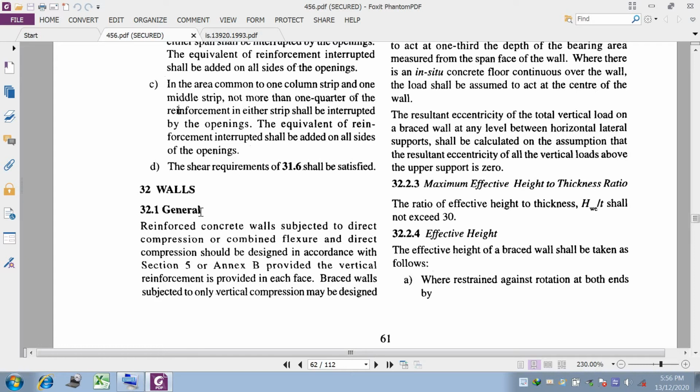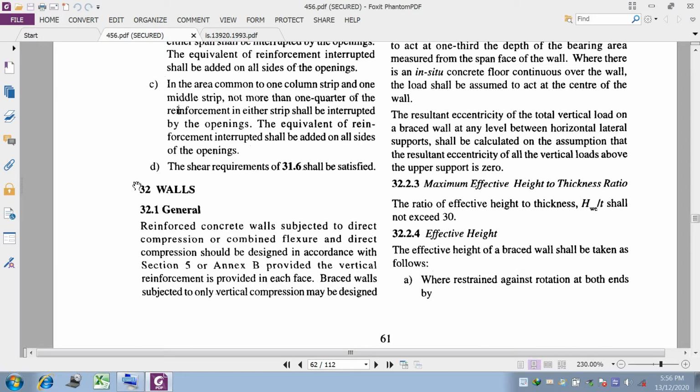IS 456 and IS 13920:1993. The two different codes have given the structural requirements of shear walls. Basically, IS 456 is a generalized code for all building structures. Here we can see the generalized procedure and steps for the analysis of the shear wall, and according to that we can design the shear wall for the non-seismic region.